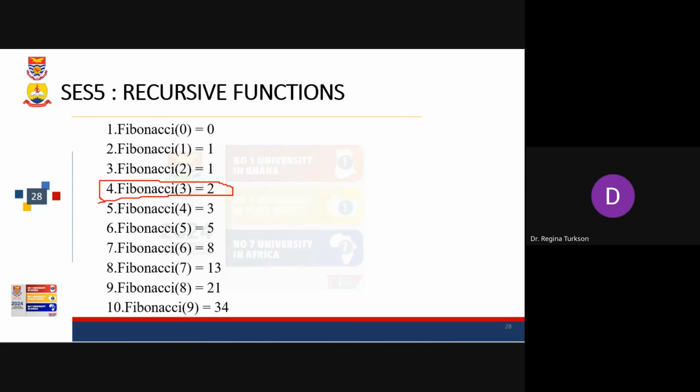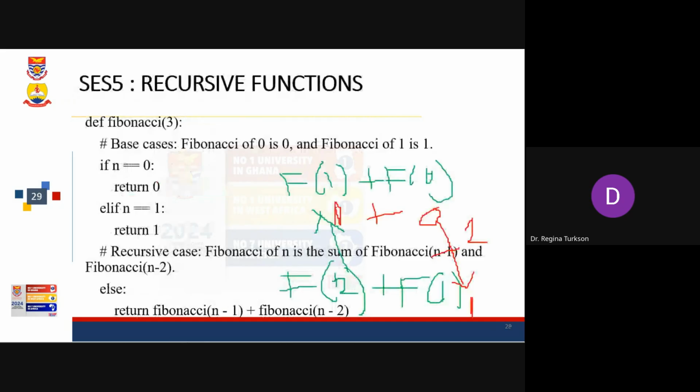Fibonacci of 6 is Fibonacci of 5 plus Fibonacci of 4. That will give you 3 plus 5 and then it gives you 8. So that is the pattern. But if you are not following this pattern thing, then you can go according to the code that I explained. Is that clear? Yes, madam.